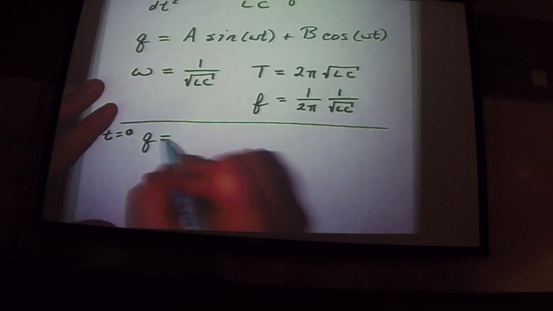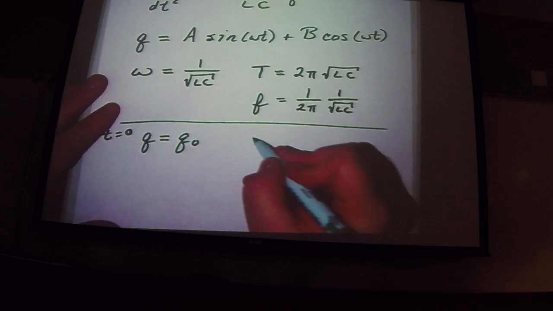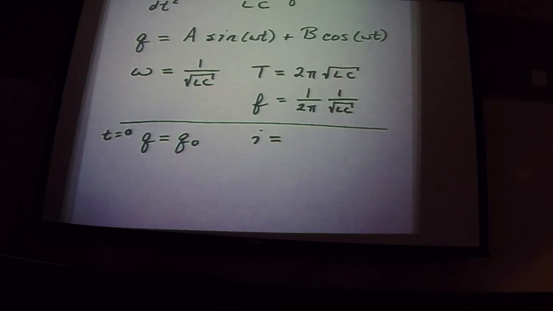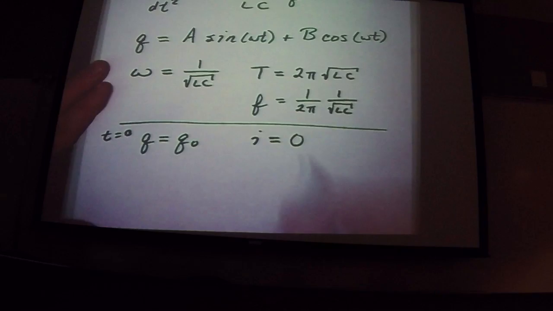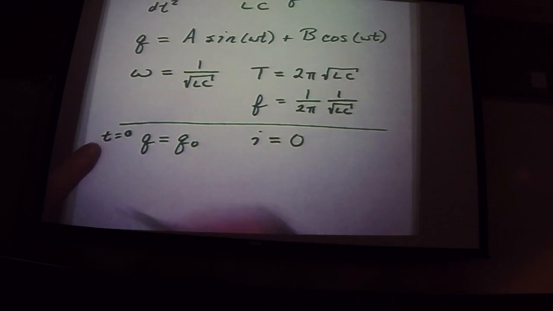Okay. So now to our initial conditions to see which one of these is. The initial condition that we have in our circuit is that at t equals 0, q is equal to q naught, and the current is equal to what? Zero. Because when you first throw the switch, the inductor's going to block it. We have zero.